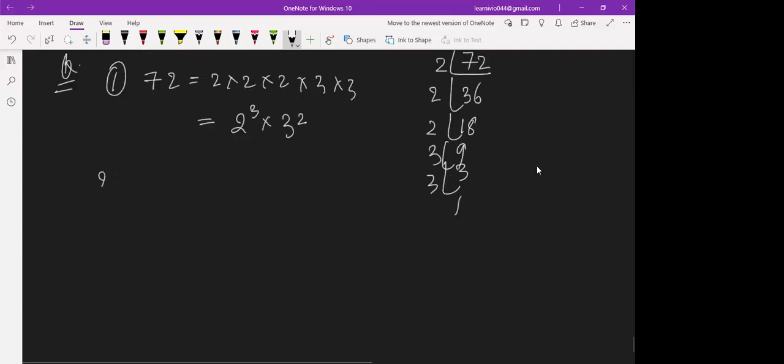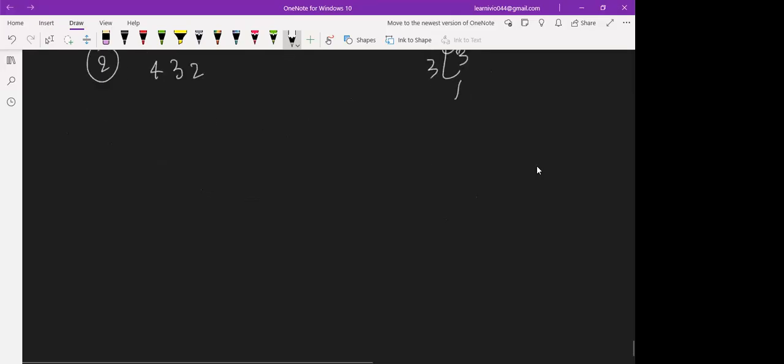Right. Now, the second question is 432. How do you calculate it? So 432 can be written again. I can prime factorize it. 216, 108.